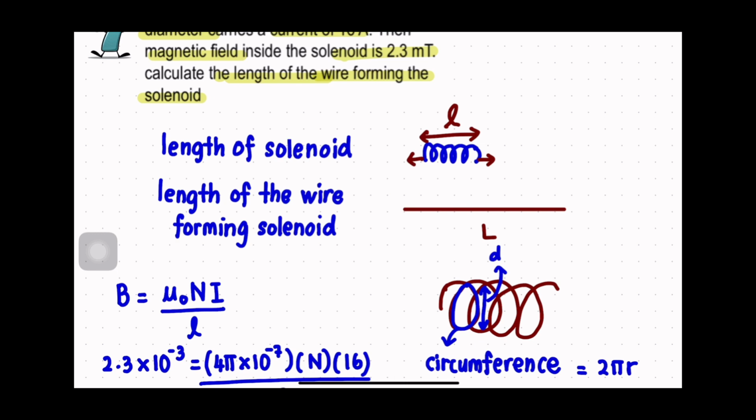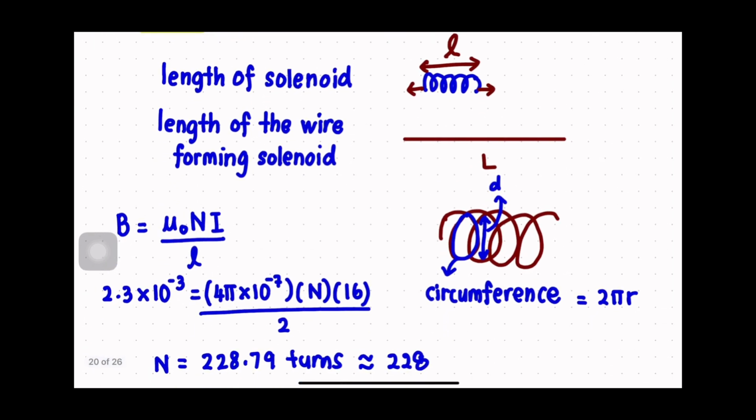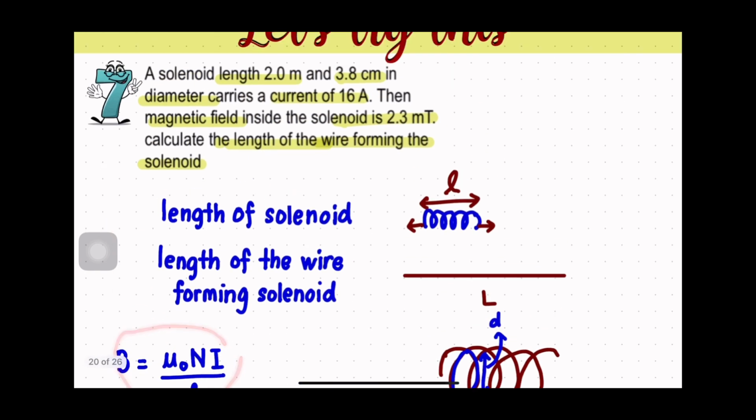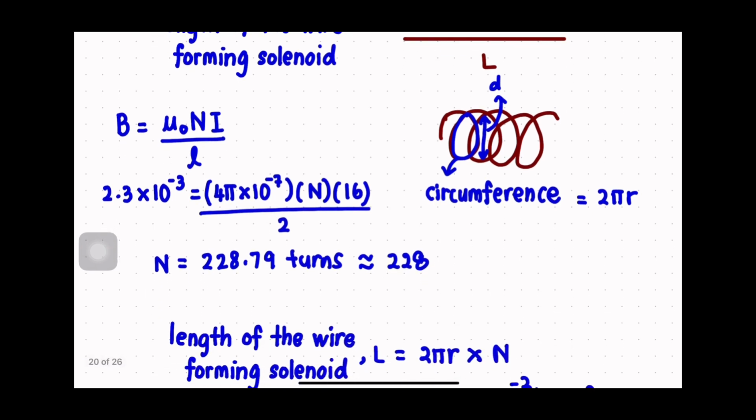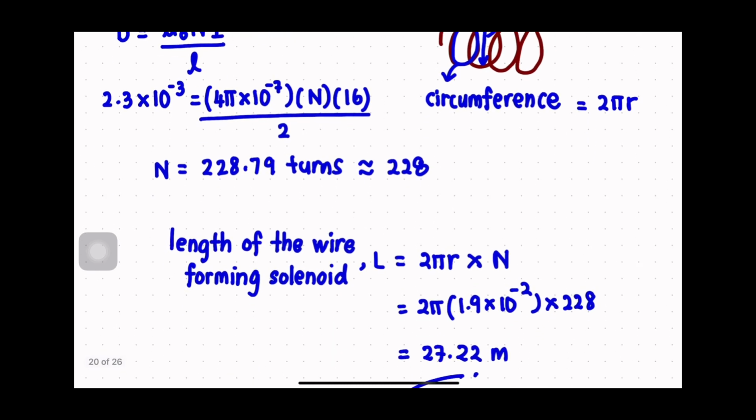So you have to understand. With this equation and the given information, we can determine the number of turns for this solenoid. The number of turns is 228.79 turns. So we only take 228. Even if the value is 228.99, you still take 228. So the number of turns we get is 228.